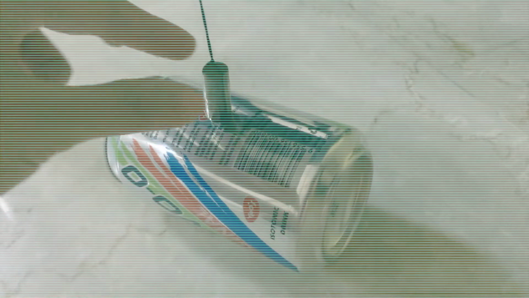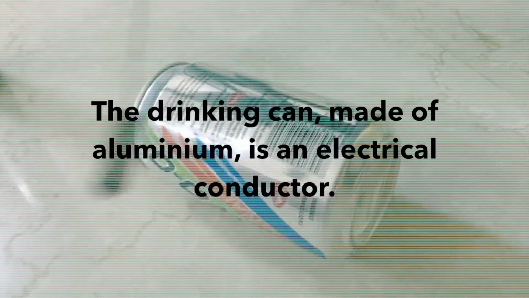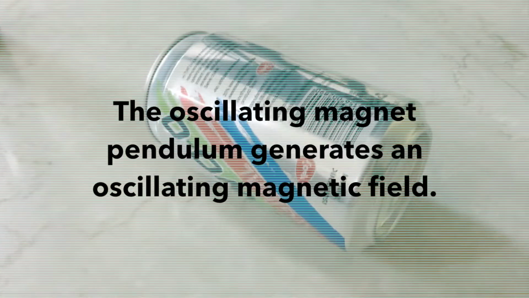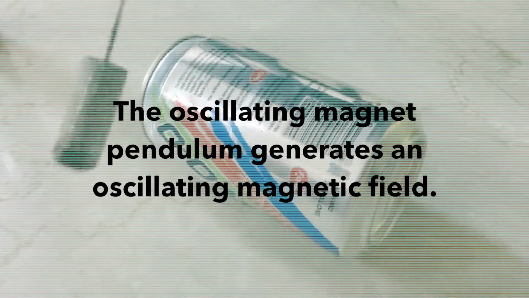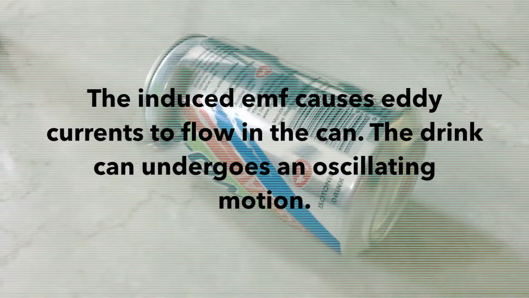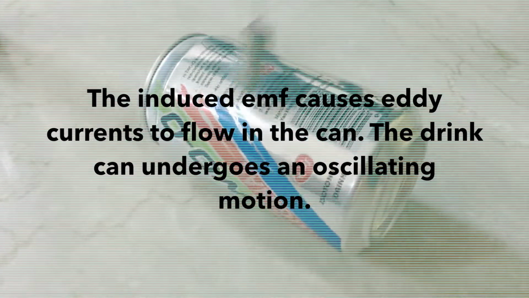With a better idea of what eddy currents are all about, let's move back to the experiment. The drinking can made of aluminium is an electrical conductor. The oscillating magnet pendulum generates an oscillating magnetic field. The induced EMF causes eddy currents to flow in the can. This causes the drink can to undergo an oscillating motion.